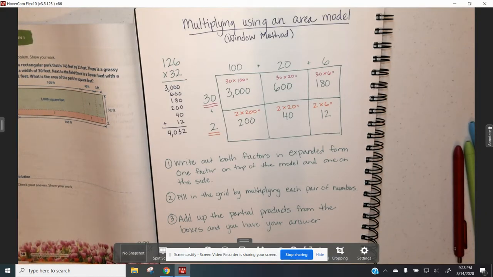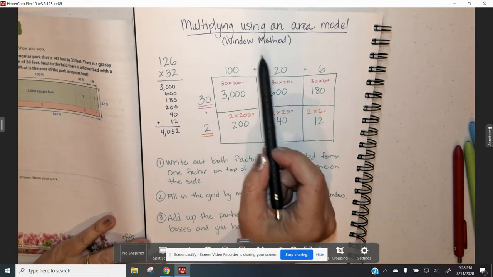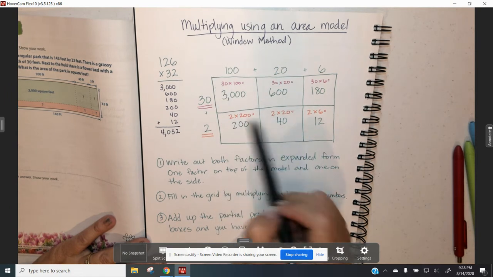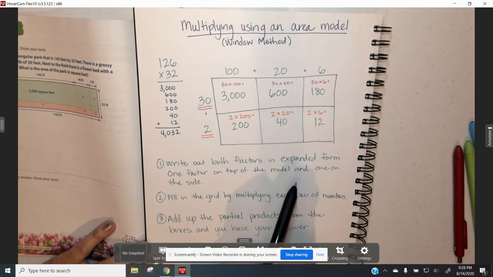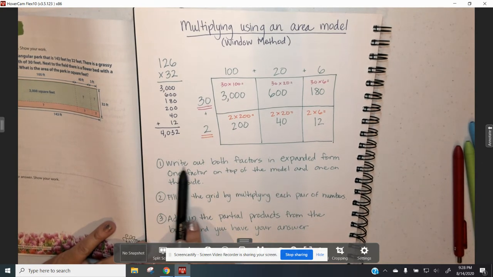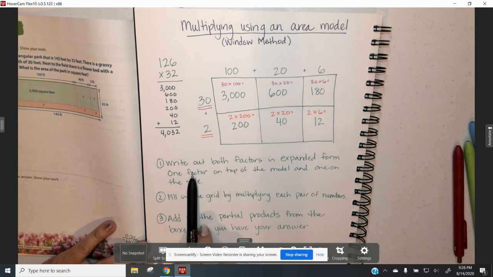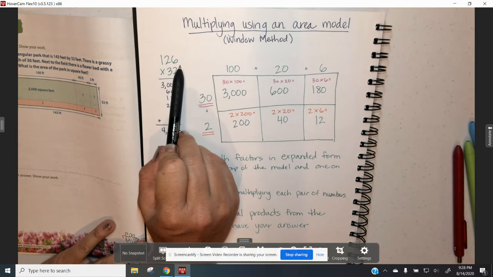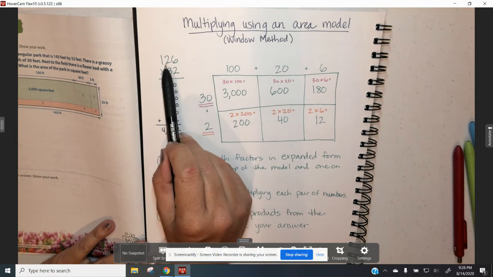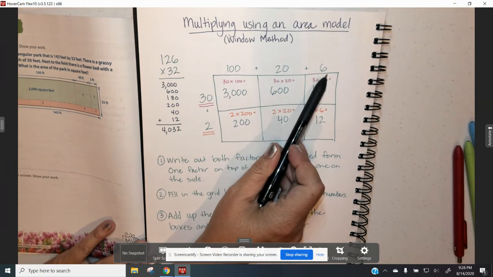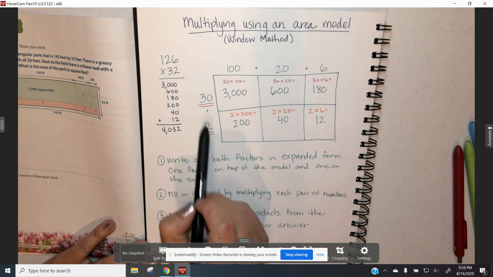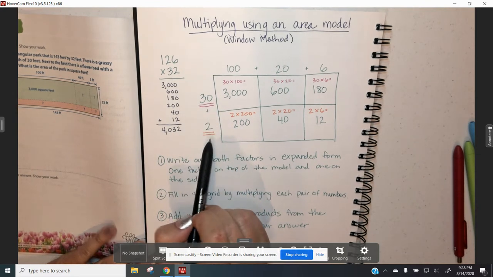All right, so to review, we're going to go over multiplying using an area model, or some call it the window method, because this area model looks similar to a window if the window had a grid in it. So the first thing we do is we write out both factors in expanded form, one factor on top of the model and one factor on the side. So the problem we're doing is, what is 126 times 32? 126 written in expanded form is 100 plus 20 plus 6, and 32 written in expanded form is 30 plus 2.